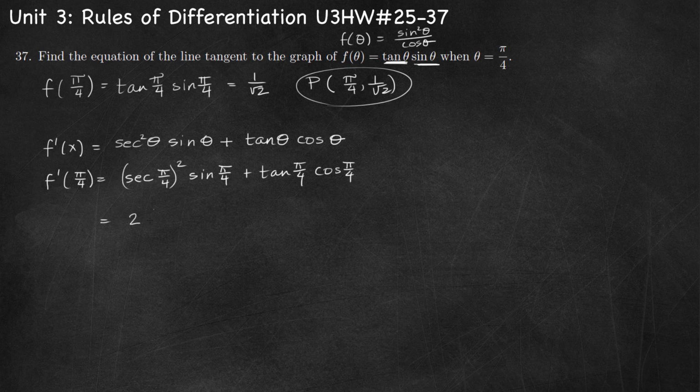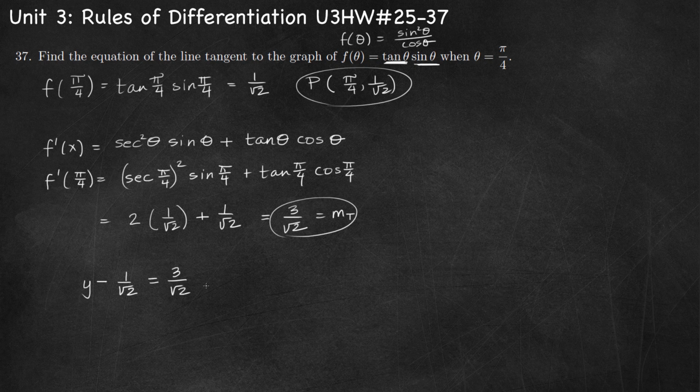The sine of pi over 4 is 1 over root 2. Plus tangent of pi over 4 is 1. And then cosine of pi over 4 is 1 over root 2. So we have 2 over root 2 plus 1 over root 2. Those are like terms, so we can add the coefficients. We get 3 over root 2. Okay, so that is the slope of our tangent line. And our equation then will be y minus 1 over root 2 equals 3 over root 2 times x minus pi over 4.